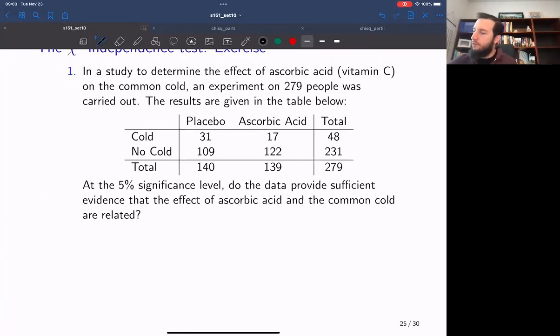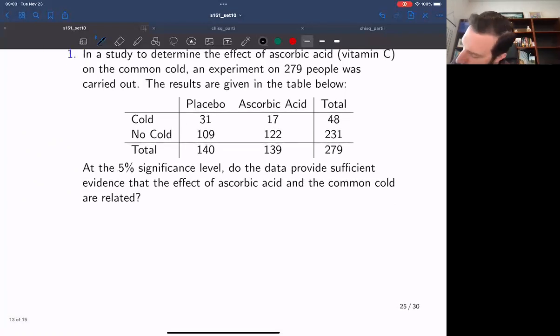All right, so in this exercise we have, in a study to determine the effect of ascorbic acid, AKA vitamin C, on the common cold, an experiment on 279 people was carried out. The results are given in the table below. At the 5% significance level, do the data provide sufficient evidence that the effect of ascorbic acid and the common cold are related? So we just want to know, is getting the cold related to or associated with taking vitamin C?